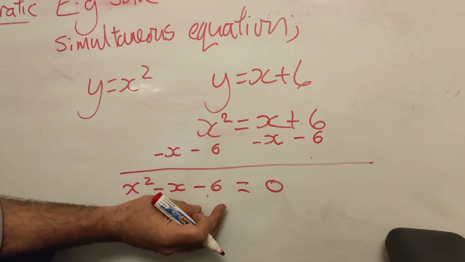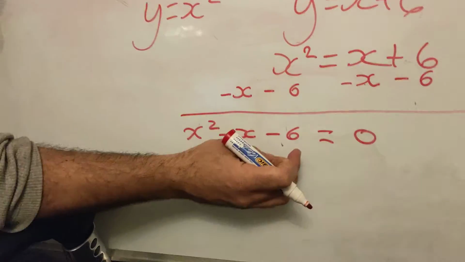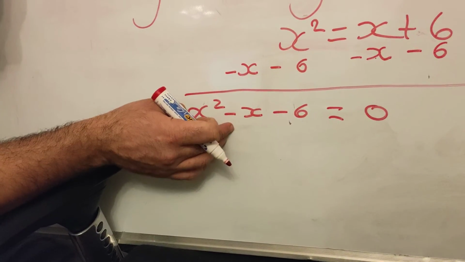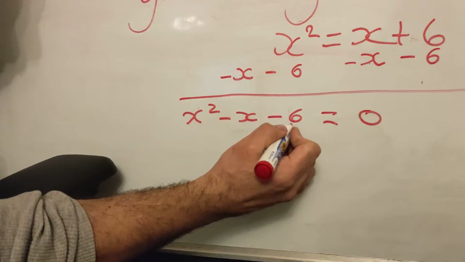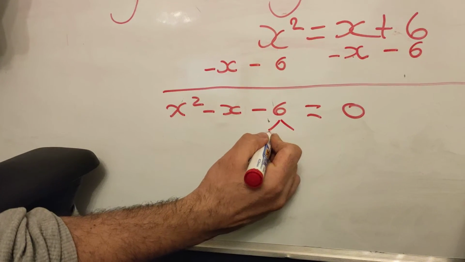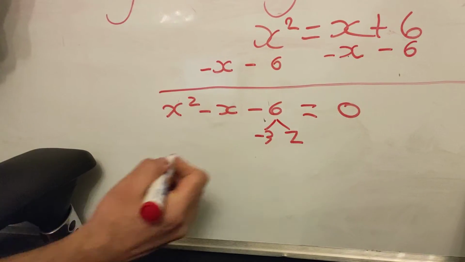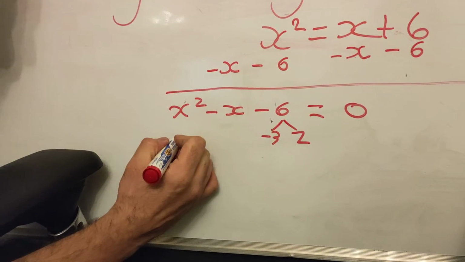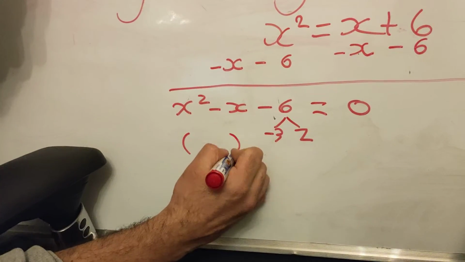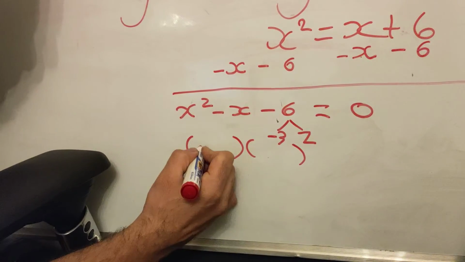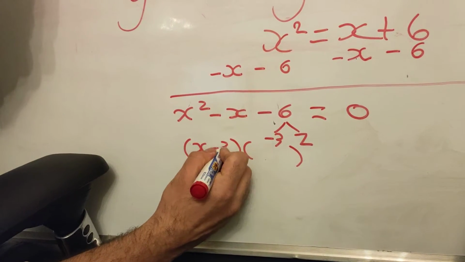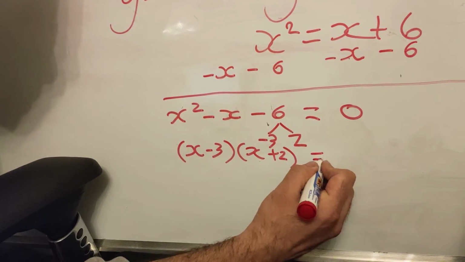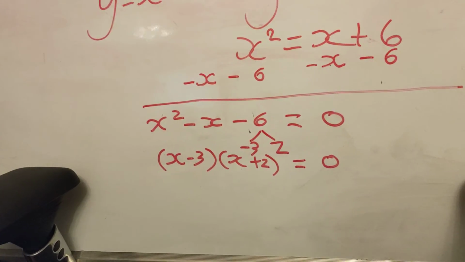Right, now looking at this here, well, what multiplies to make negative 6 but will add to make negative 1? Well, I know that's negative 3 and 2. So I'm going to rewrite the left hand side by factorising my expression. So I've got x take away 3, x plus 2 equals 0.